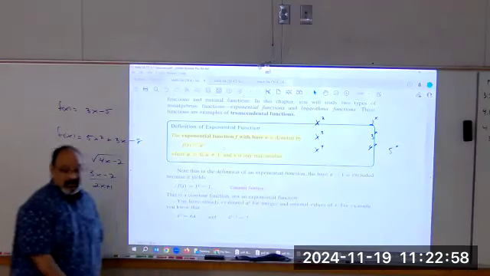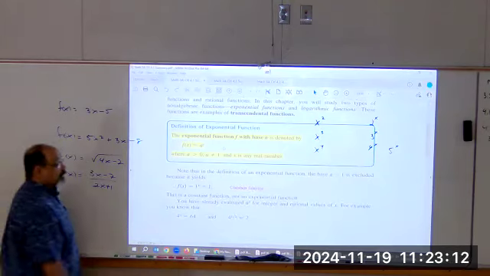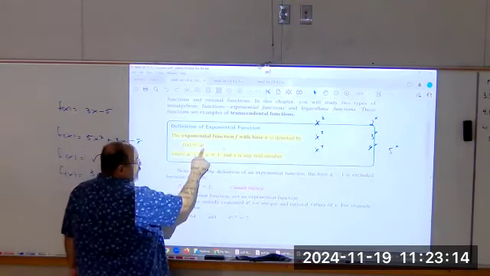The power is where x is. Before, the base was the x. The base changed. Now the exponent's going to change. That's the difference between the two: 2 different kinds of problems. Okay. There's some rules that you have to abide by.